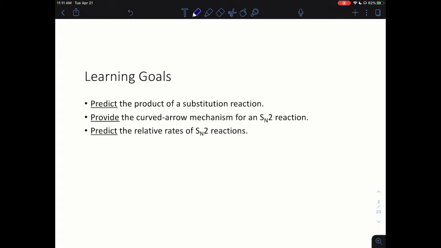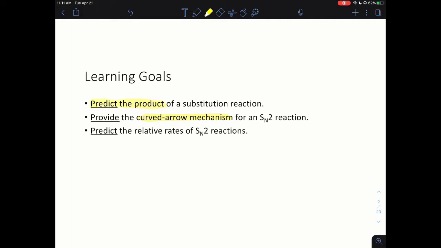So our learning goals are pretty simple. We want to predict the products of substitution reactions. We want to provide curved arrow mechanisms for SN2 reactions. So we're going to really be leaning into drawing mechanisms, these curved arrow mechanisms, and predicting the products of all the reactions that we learn from this place forward in the class.